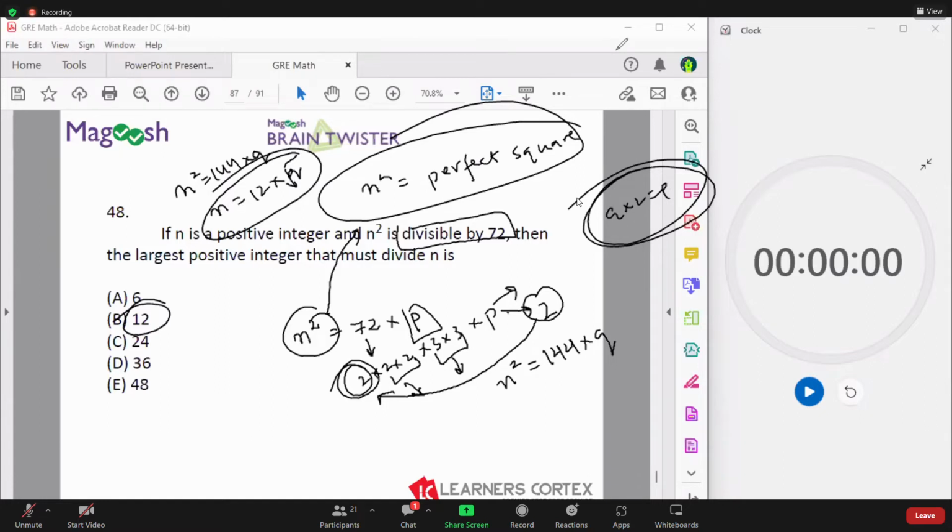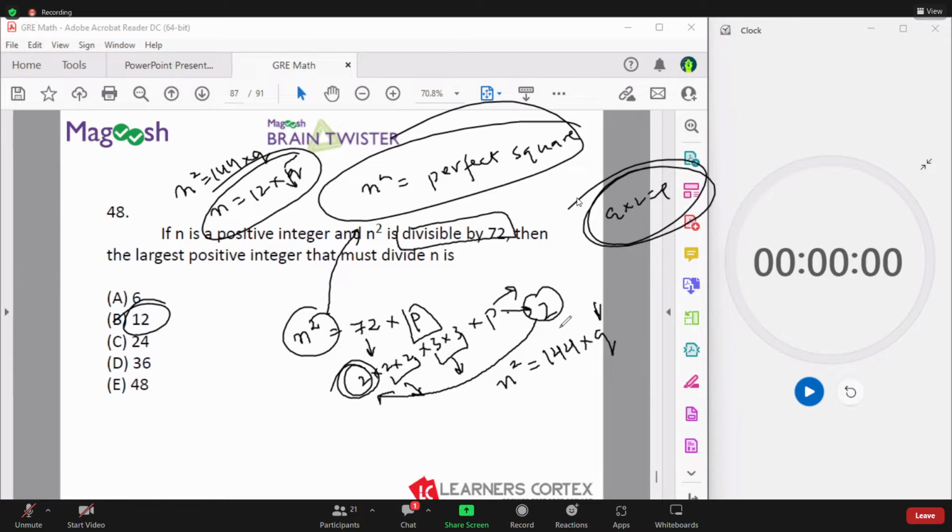But Q can have any value, right? Q will also have prime factors in pairs, because only then will n square be a perfect square. Noted. But let's say, sir, Q is 4 or 9, right? Then n becomes 24, 36, or if it's 16, that would be 48, right? How is the largest number 12?